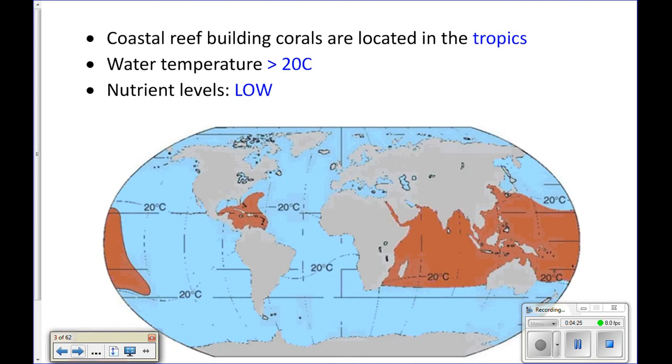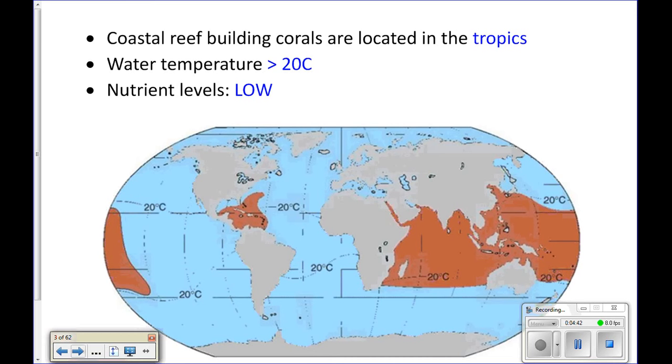Coral reefs need two things in order to survive. They need warm water, so their water has to be greater than 20 degrees Celsius. And they need nutrient poor water. Okay, those two things are found in the tropics.